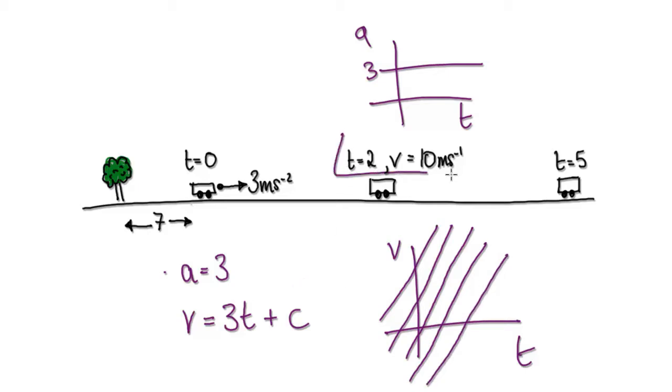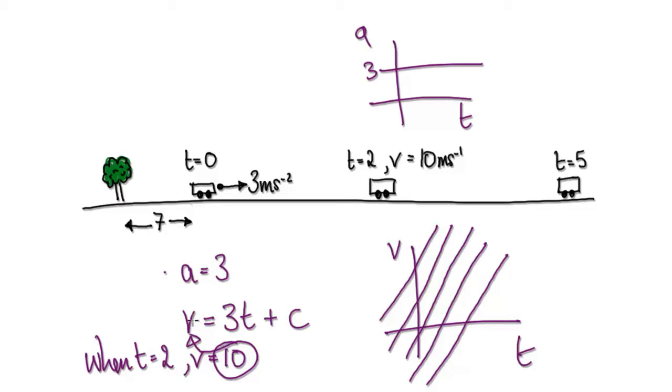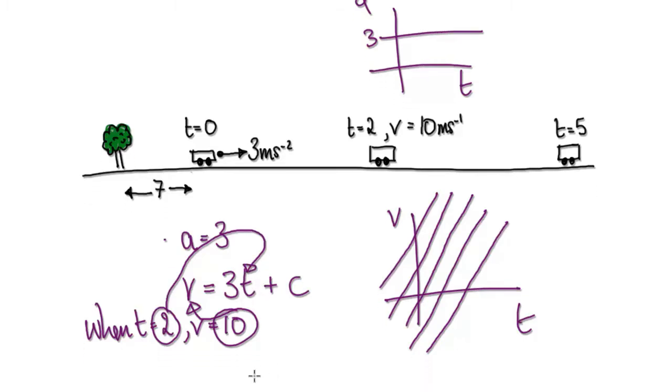But then if you look at this given condition, when time equals 2, the velocity will be 10. So we can put the 10 into the v and the 2 into the t. That will then become 10 equals 2 times 3, which is 6, plus c. So c must be 4. So we can put 4 into the c. So it's 3t plus 4. So what that means is we should be looking at this line here, where the intercept is 4.